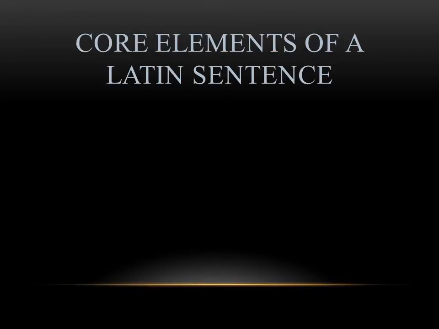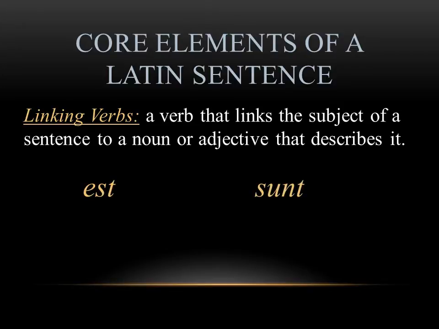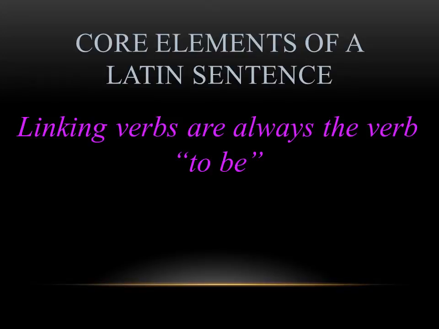Now that we've established what a verb is and how to recognize it in Latin, we want to look at a particular type of verb known as a linking verb. Linking verbs are ones that link the subject of a sentence to a noun or adjective that describes it. So far, the two linking verbs we've seen are est and sunt. And remember, est means he or she is, while sunt means they are. In English and in Latin, you want to remember that linking verbs are always the verb to be. So whenever you see a verb such as est or sunt, and we'll learn the other forms later, that's your red flag that you have a linking verb.